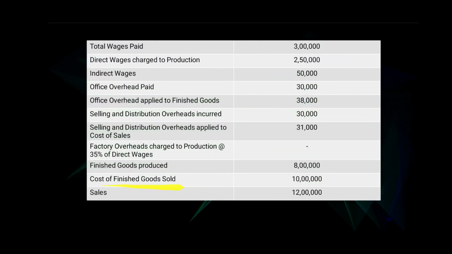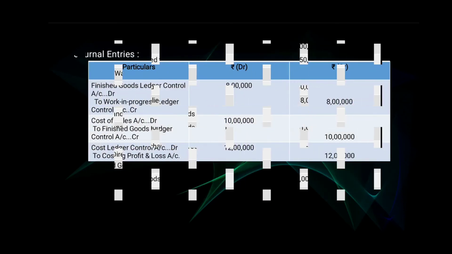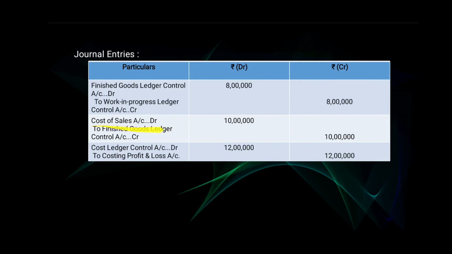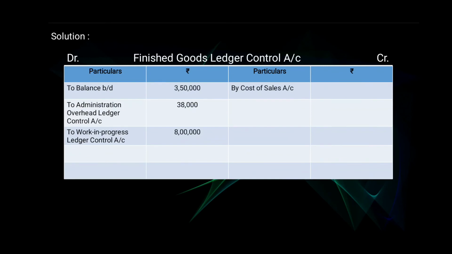Next is cost of finished goods sold, amount is 10 lakh. So the journal entry we had recorded as cost of sales account debit to finished goods ledger control account, amount is 10 lakh. So the first effect will give in finished goods ledger control account, and there will be no second effect as we have not prepared cost of sales account. So let us record it in finished goods ledger control account on the credit side. By cost of sales account, amount is 10 lakh.